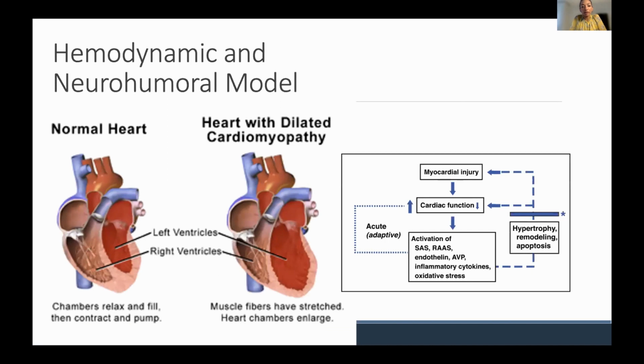So putting everything together, what we discussed was the hemodynamic and neurohormonal model for development of dilated cardiomyopathy. The key feature is that because of myocardial injury, there is a decrease in cardiac function. Initially, these responses are adaptive, and those are activation of the sympathetic system, renin-angiotensin system, and other inflammatory pathways, hypertrophy, remodeling, and apoptosis. Over time, these adaptive responses become maladaptive and lead to dilatation of the chambers, hypertrophy, increased wall stress, and increased oxygen demand.